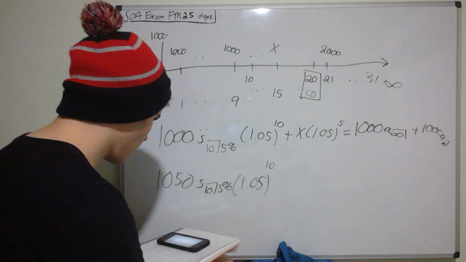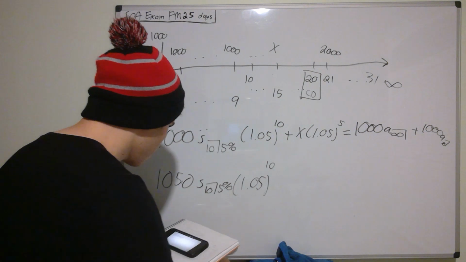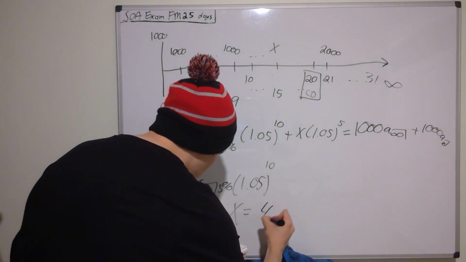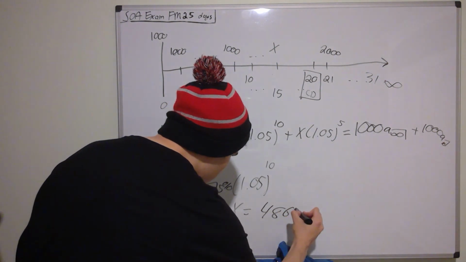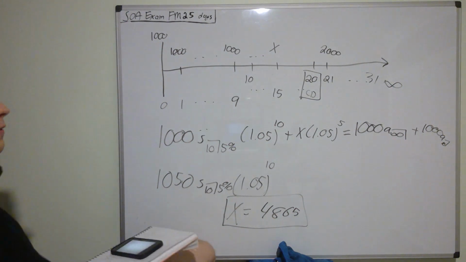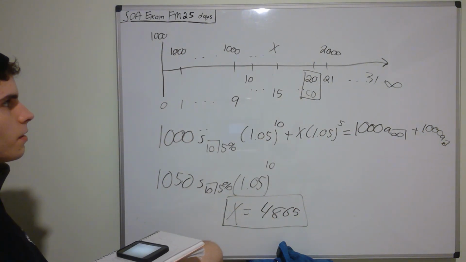So I'll give you the final answer, which I have written down here. We have X equal to 4,865, I think roughly. I think that's rounded, but yeah, if you do all those, you should get the answer.